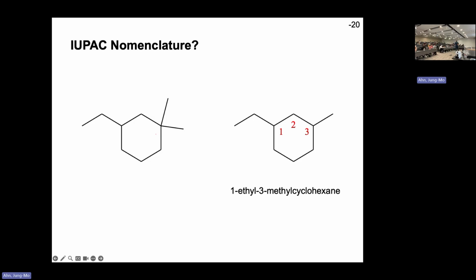And you know ethyl starts with E, methyl starts with M. Ethyl comes first, then methyl. So that's why this carbon gets number 1. So 1-ethyl-3-methylcyclohexane. That's the name of this molecule.